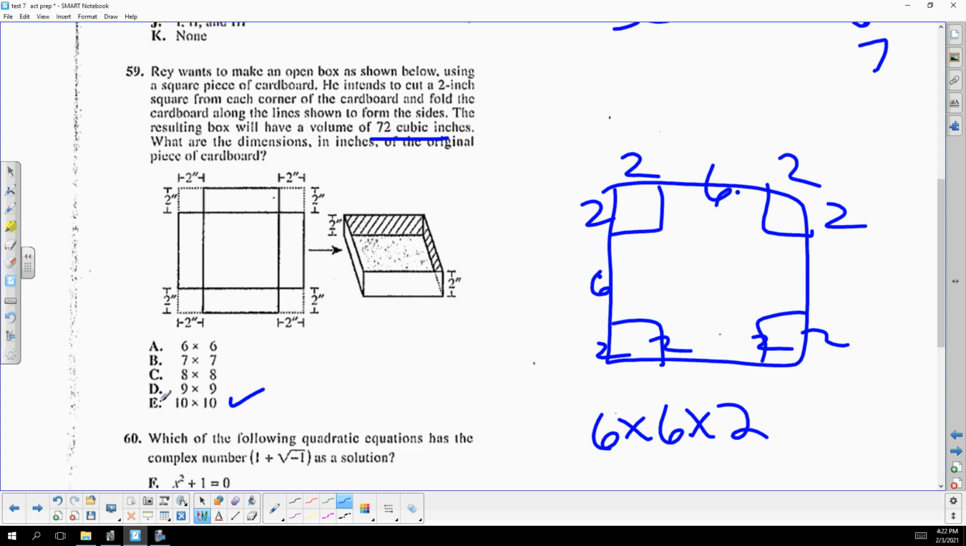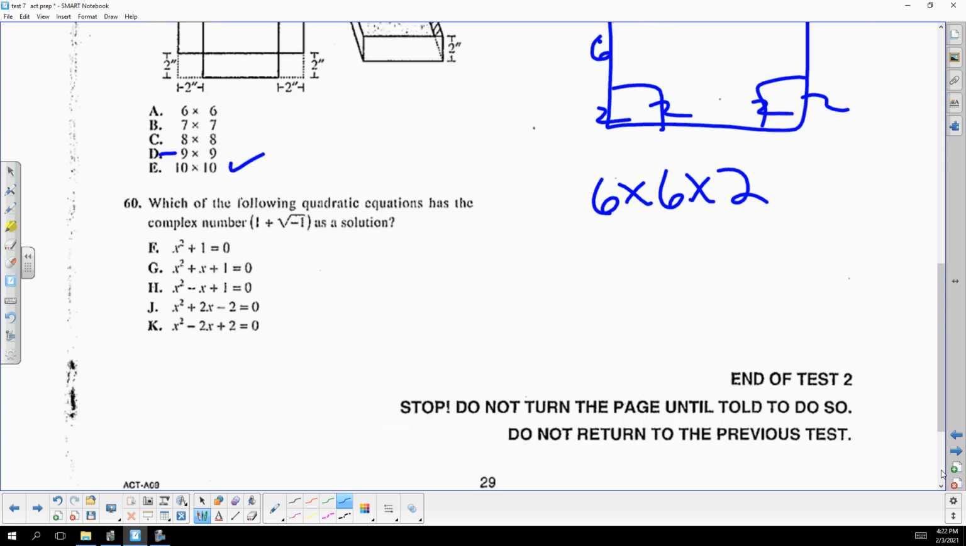Okay, this one would give you 5 by 5 by 2 because you lose 2 on each side, and that's too small, and you quickly realize. And then 60, you could use quadratic. Okay, it's certainly not F.